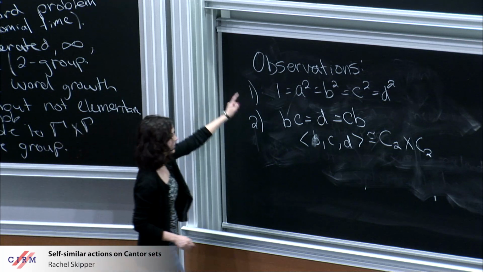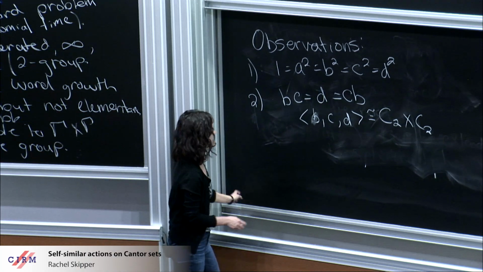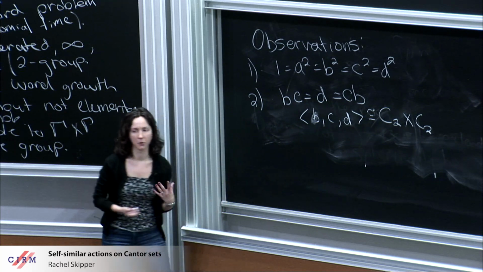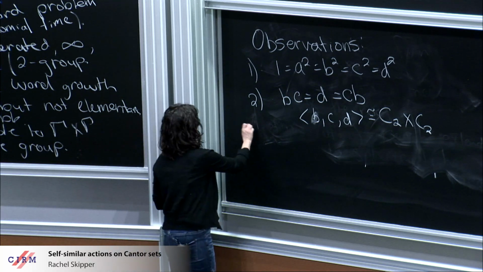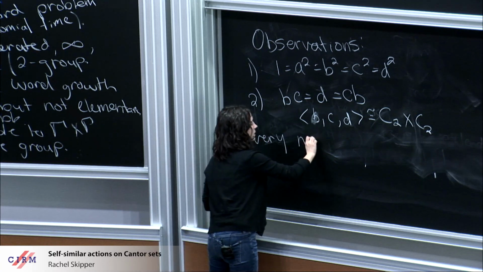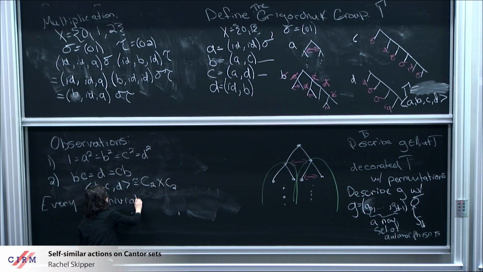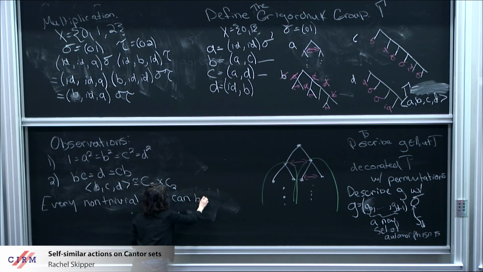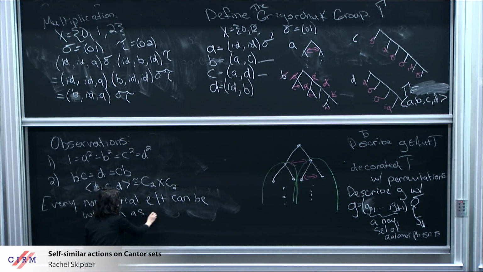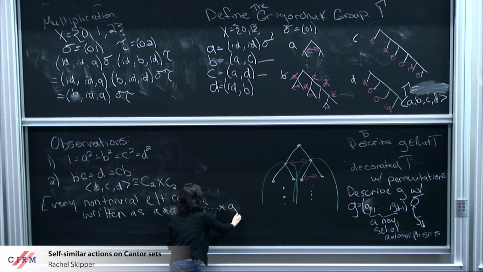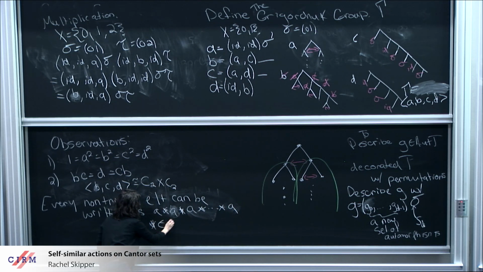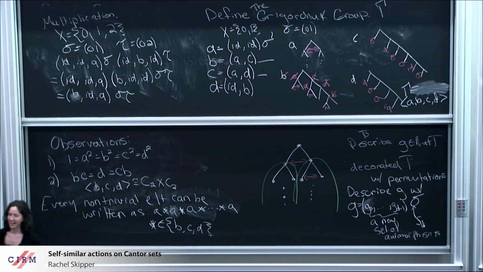All right, a consequence of these two things, which makes life a lot easier for us, is we have a canonical form for elements in the group. So every non-trivial element can be written as A star B, or A star A star A star A, where these stars are in the set B, C, and D. And maybe we don't need the beginning and ending A, depending on the word.